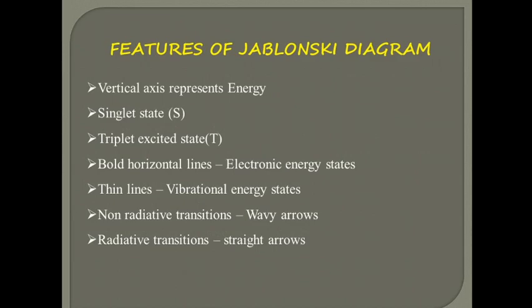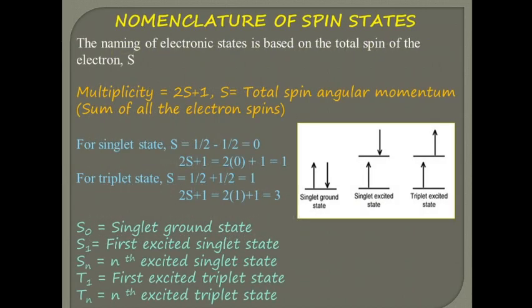The features of the Jablonski diagram: the vertical axis represents energy, S represents singlet states, T represents triplet excited states. Bold horizontal lines represent electronic energy states, thin lines represent vibrational energy states, along with non-radiative transitions and radiative transitions.